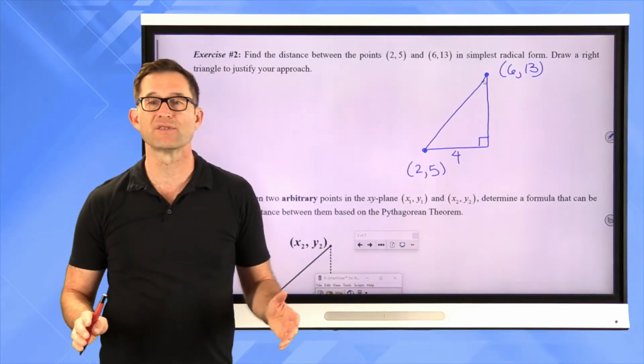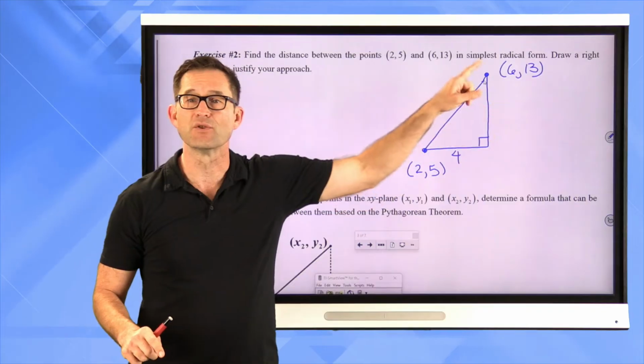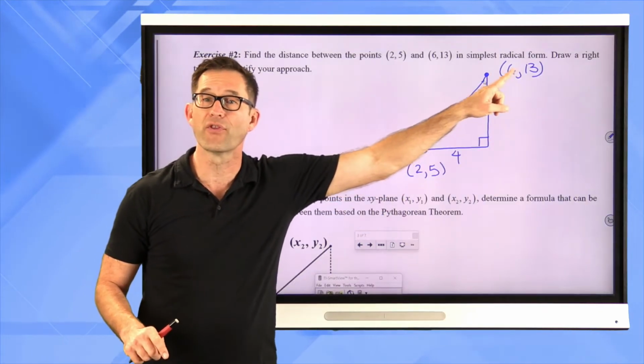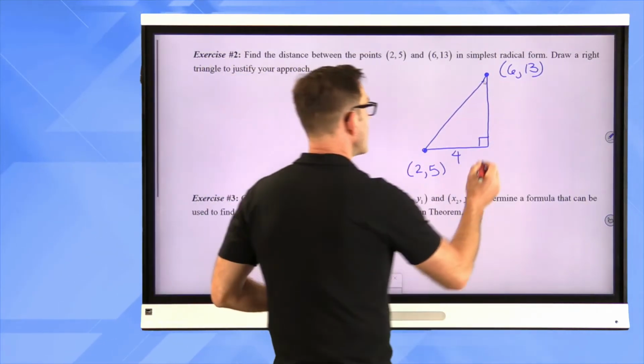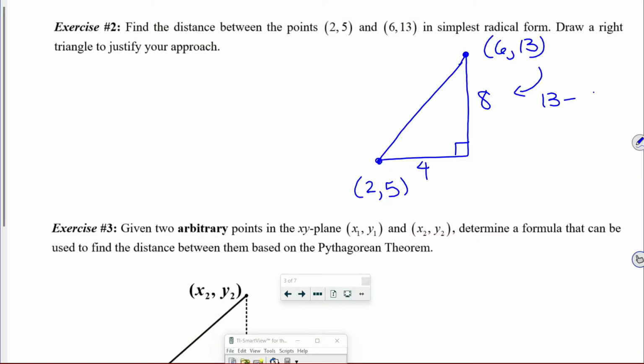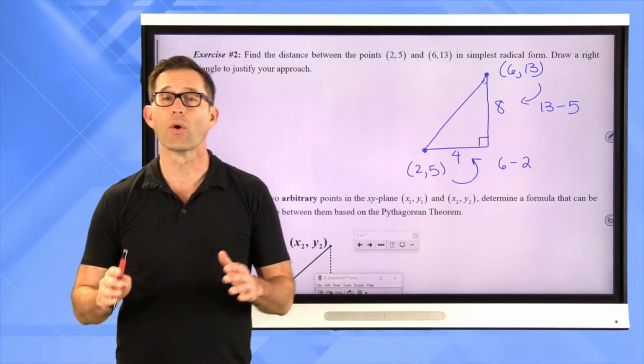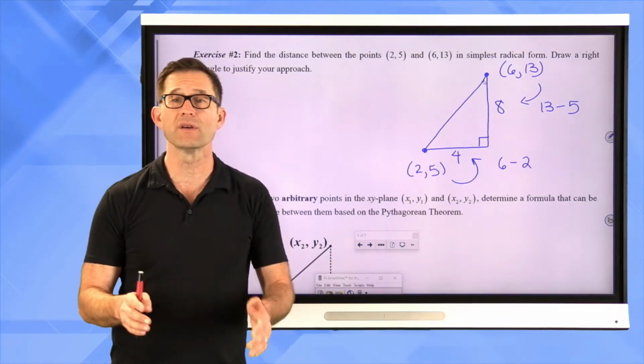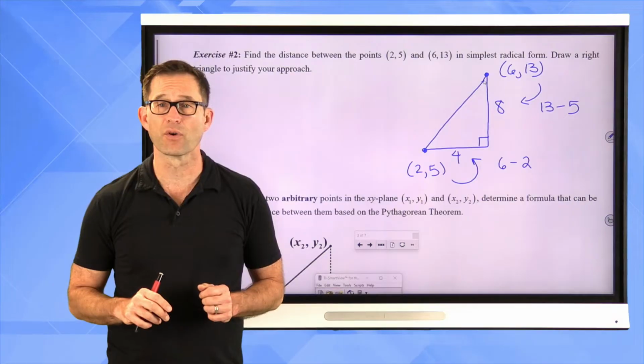That's just 6 minus 2. And the vertical distance between the 2 points is given by 13 minus 5, which is 8. So this is 13 minus 5, and this is 6 minus 2. The change in x gives us the horizontal distance between the 2 points. The change in y gives us the vertical distance.